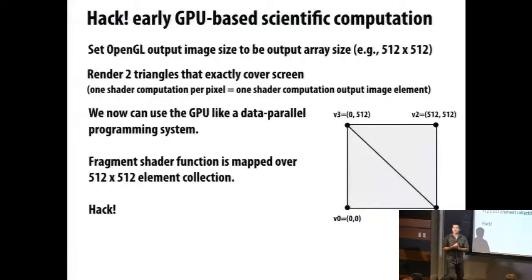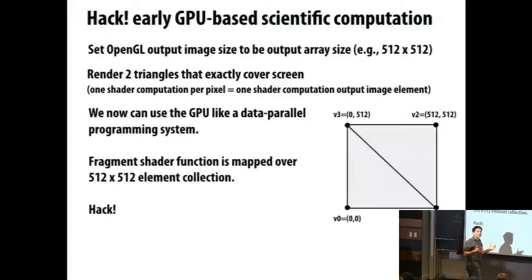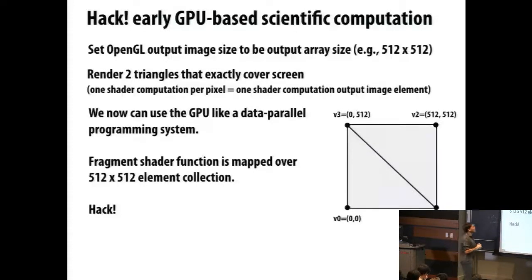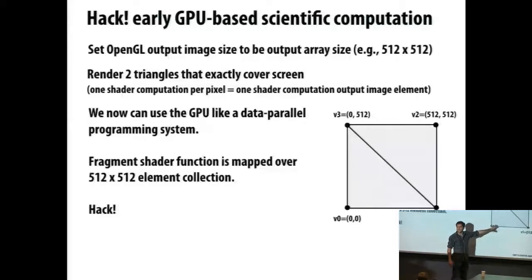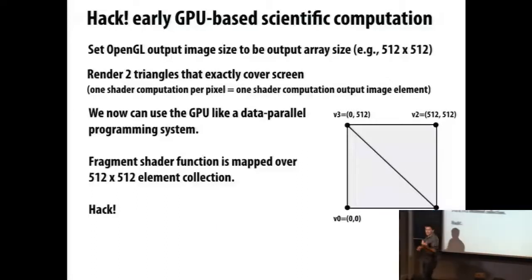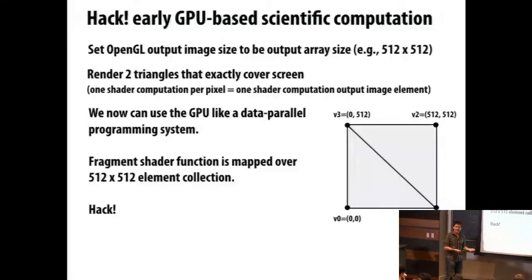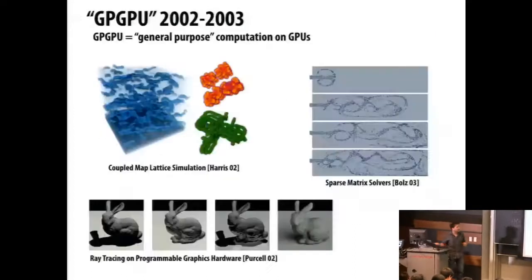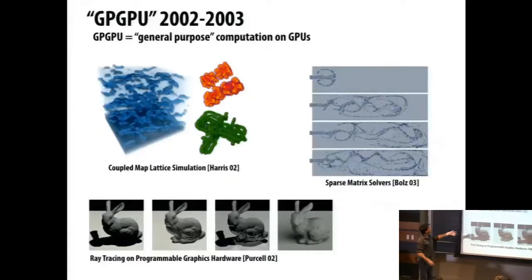They were like, you know what? This sounds a whole lot like data parallelism that Guy Blelloch and the MIT guys were doing on the Connection Machine back in the 80s. So how about we just draw 2 triangles that cover the entire screen, which means there'll be a fragment generated for every pixel on screen. And if I set my screen size to be the same size as the output arrays, I now have a processor that will map a kernel function that I give it onto elements of a stream, and there happen to be the same number of elements as the size of the screen. Completely hacky.